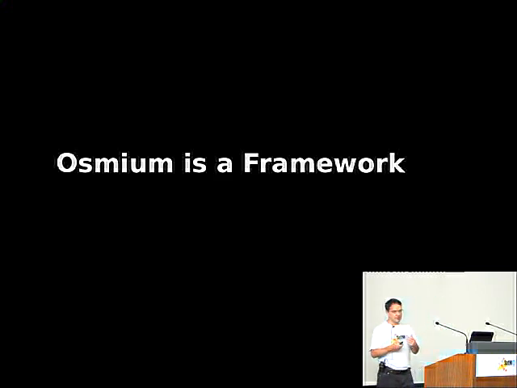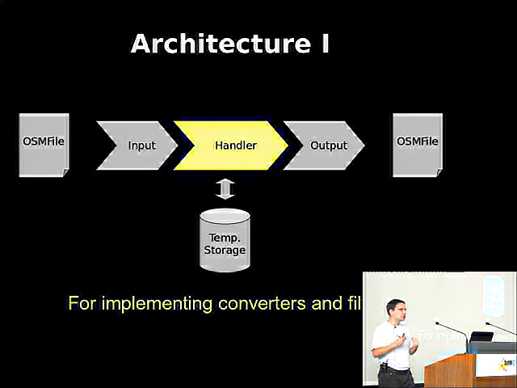Osmium is also a framework in a sense that it gives you a lot of classes that help you structure your application. One of the architectures that you can use is you can define an OpenStreetMap file that you read in, and then you can define a handler that you write that handles the data that's coming in from that file, sends it on to an output, and it's written to another file.